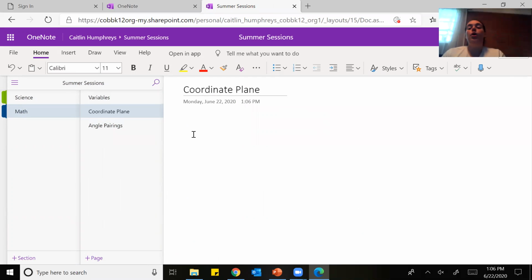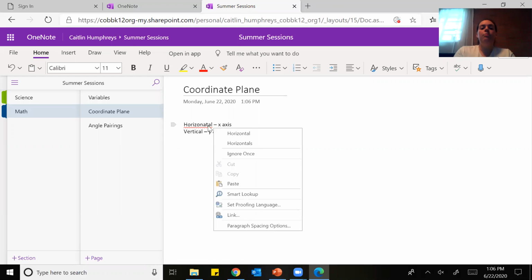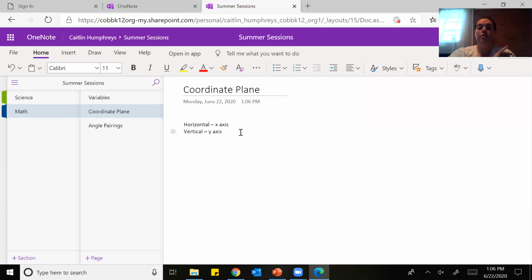Coordinate plane. Okay, so we have horizontal. Horizontal is the x-axis. We have vertical is the y-axis. And then we have the pairings are always going to be x comma y. So you will always go over and then up.